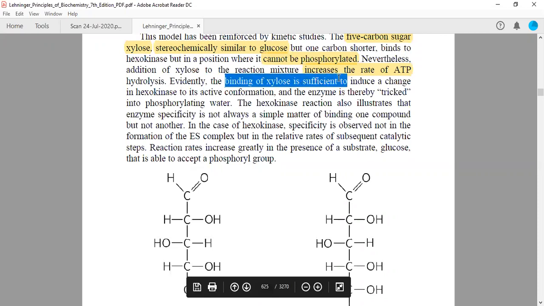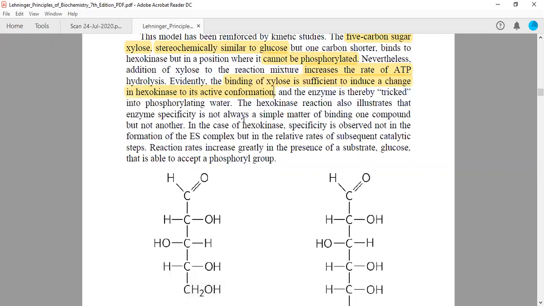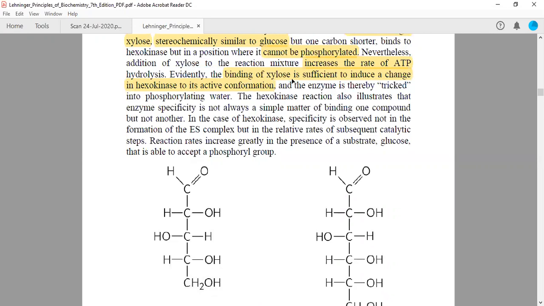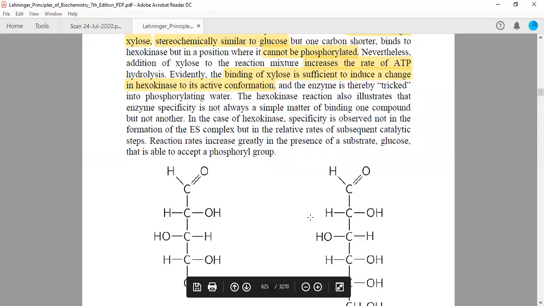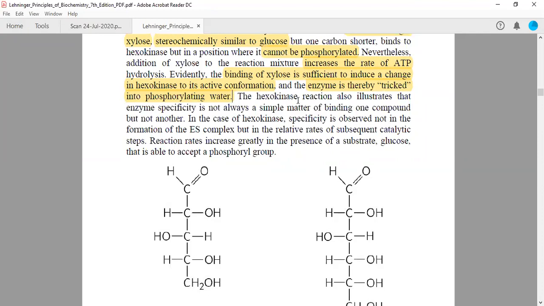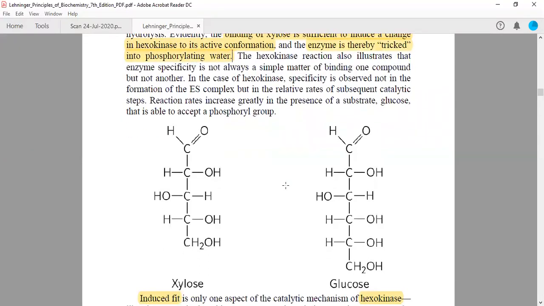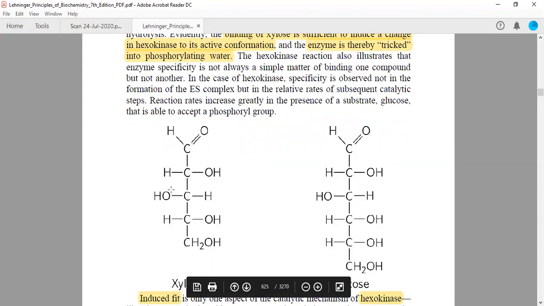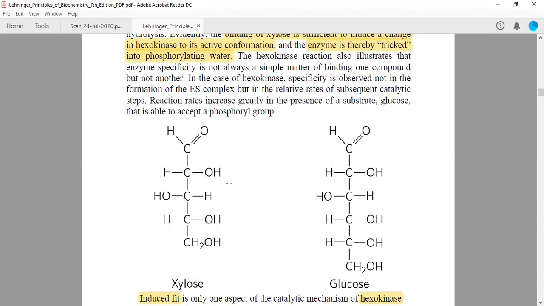Evidently, the binding of xylose is sufficient to induce a change in hexokinase to the activated conformation. So it can be proved that the enzyme is activated. Obviously, the binding of xylose is sufficient to induce a conformational change in hexokinase so that it can hydrolyze ATP molecules, and the enzyme is therefore tricked into phosphorylating a water molecule. So you can think of it like the water molecules being phosphorylated. The hexokinase reaction also illustrates that enzyme specificity is not always a simple matter of binding one compound but not another. This also proves that the enzyme will specifically bind to the substrate, but if some other molecule is stereochemically similar, it can also bind that molecule. Therefore there comes the concept of inhibitors, because some inhibitors are very similar to the substrate. Therefore they can bind to the same active site where the substrate binds. For example, we have seen the case of competitive inhibitors.